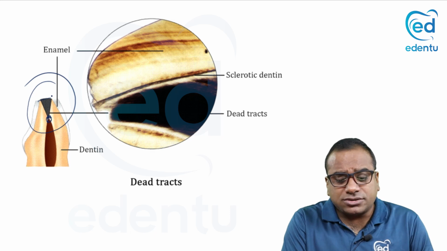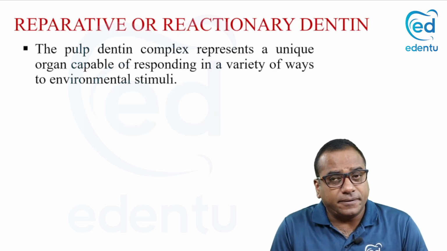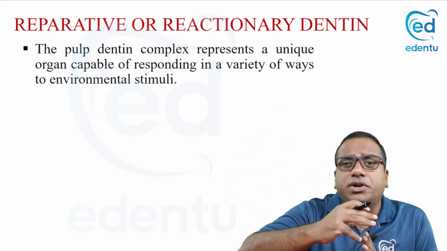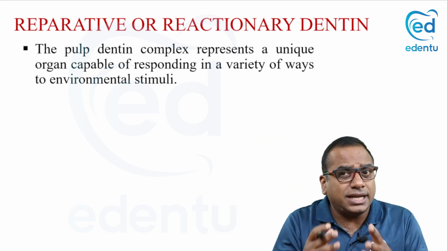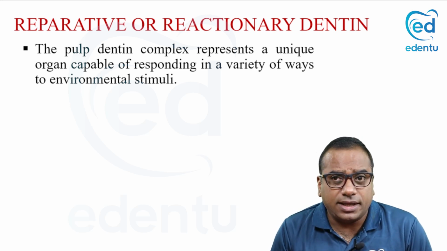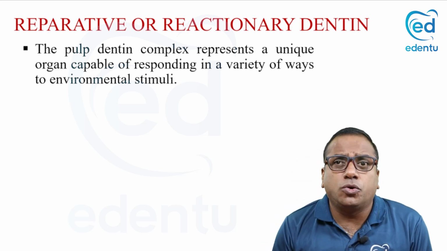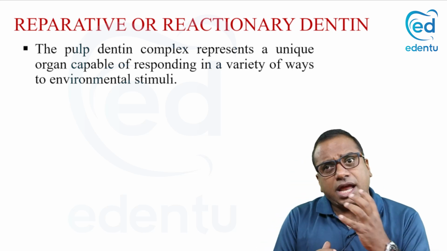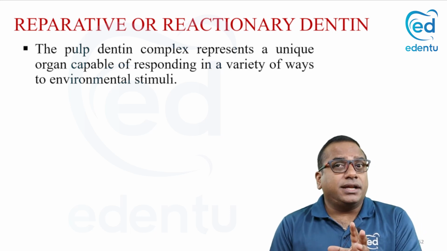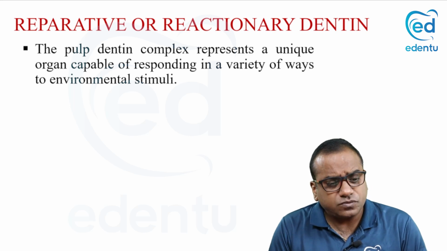Now the next change we see here is reparative or reactionary dentin. As we have discussed in the dead tracts, whenever an insult or injury takes place, the odontoblasts die. But it is not necessary that all the odontoblasts will die. Some of the odontoblasts will take the hit and again try to grow back. They will repair themselves and respond back. That type of dentin which is formed is reparative or reactionary dentin.